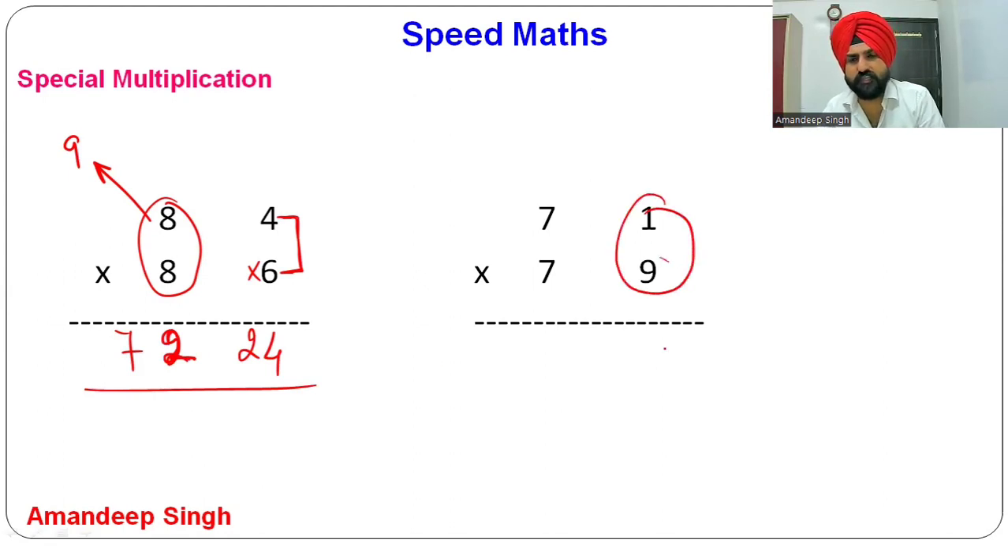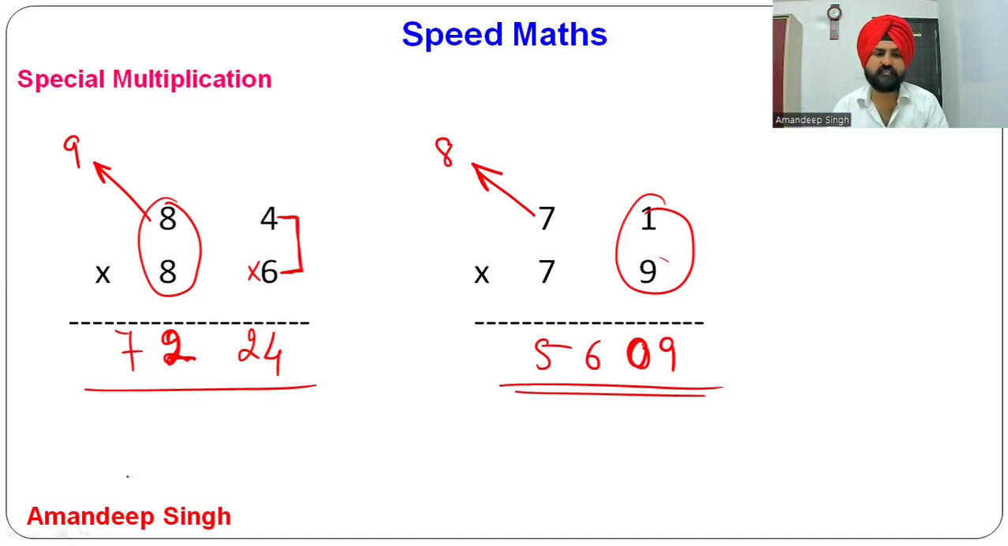Similarly, 1 plus 9 is 10. That's why 9 ones are 9. So I will not write 9. I will write 09. We have to write 2 digits. What comes after 7? It's 8. 7 8s are 56. So answer is 5609. Right? So this is a special multiplication. How to find multiplication if the sum of unit digit is 10 and the numbers before that are same.